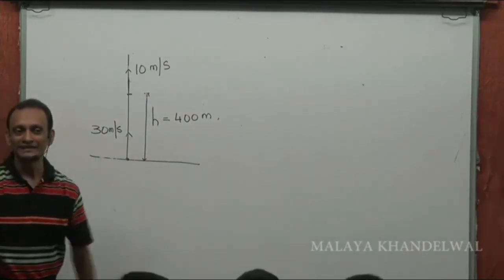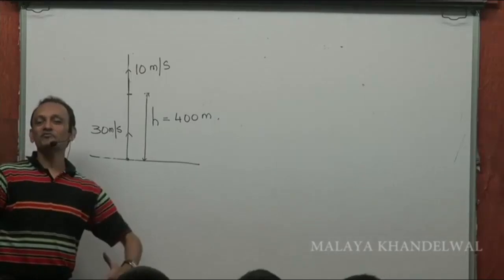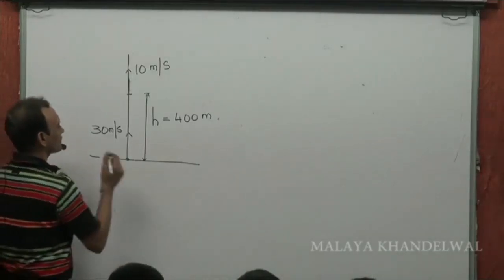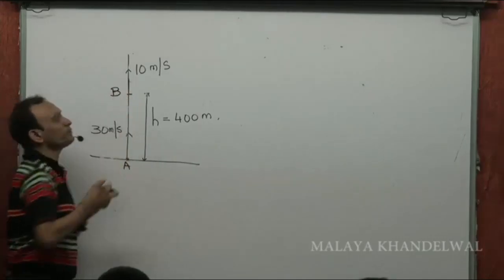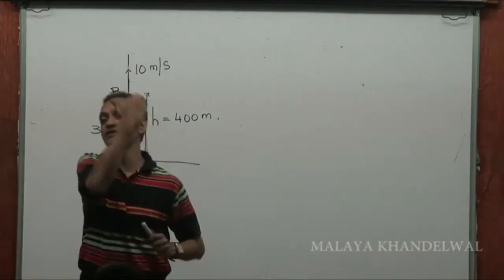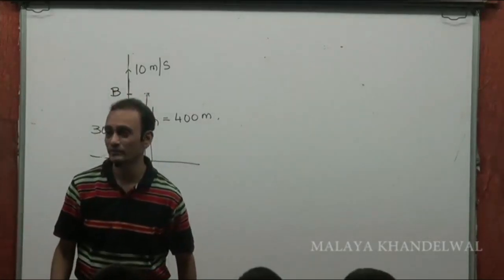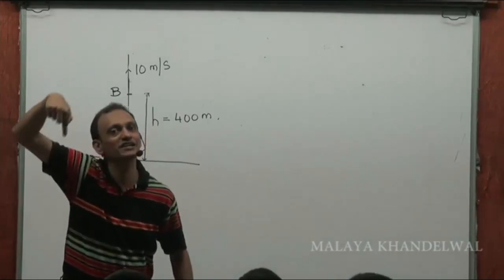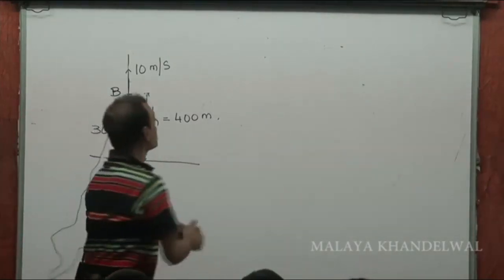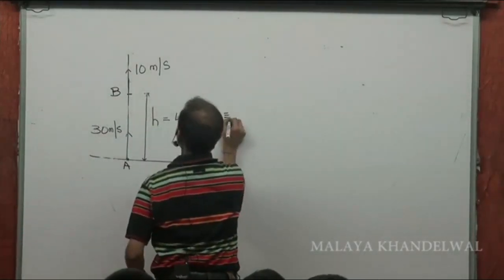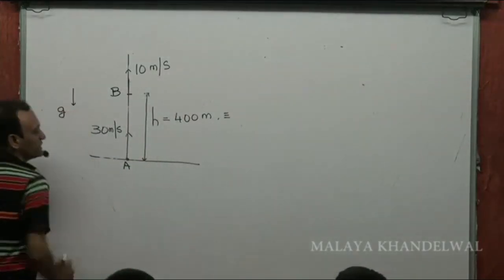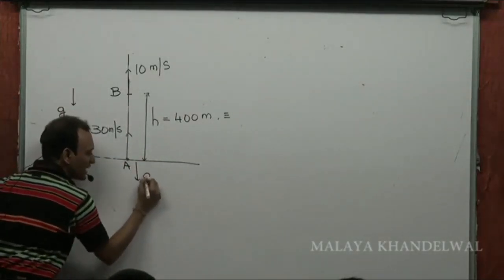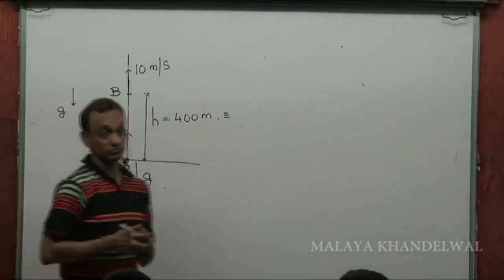Now, I want to find if this particle A catches up on B, and if it does, the time it takes to catch up on B. Both have a downward acceleration g. See, in this case, look at this equivalent situation. B has an acceleration g downwards. A also has an acceleration g downwards.